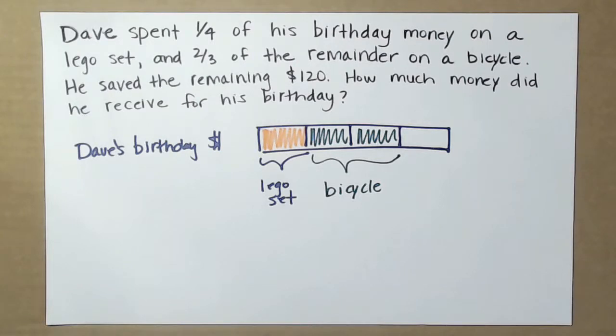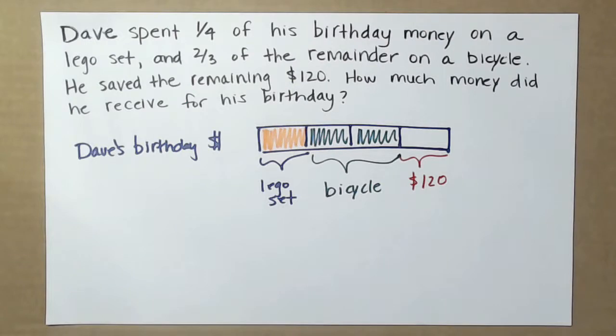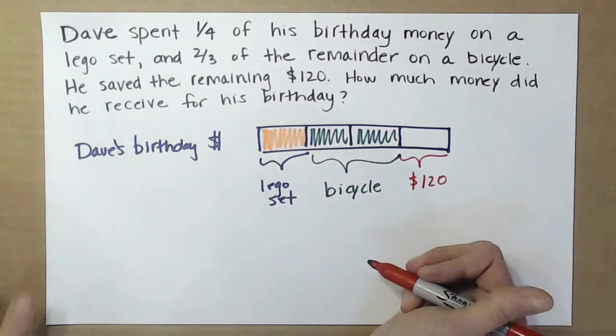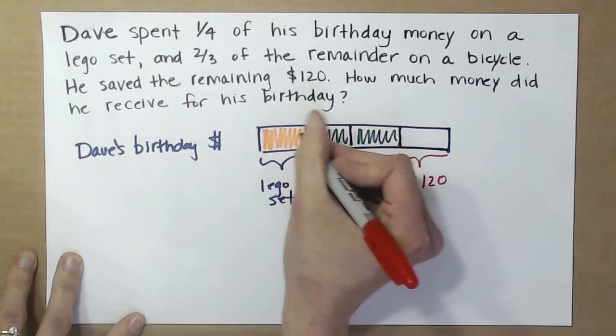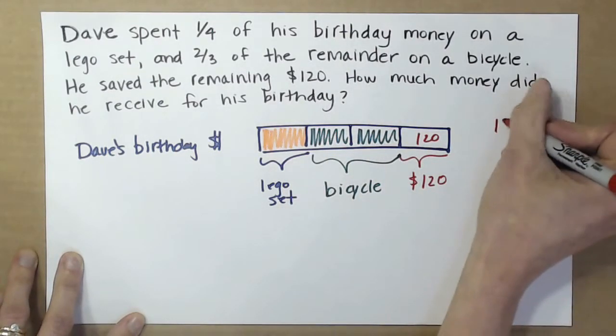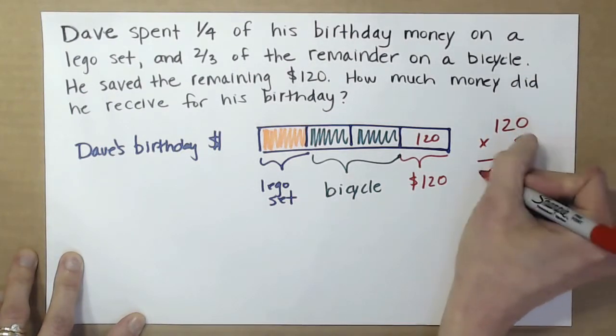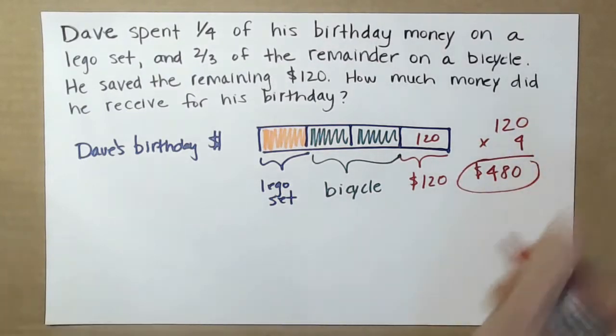Then it tells us that he saved the remaining $120. So this is the remaining money, and that's $120. He saved that part. So the question is, how much money did he receive for his birthday? So we want to know all that money. So here we can see that we have 4 parts, 1, 2, 3, 4, and they're each 120. So the answer is just going to be 120 times 4, $480. So that is a lot of birthday money that he received, $480.